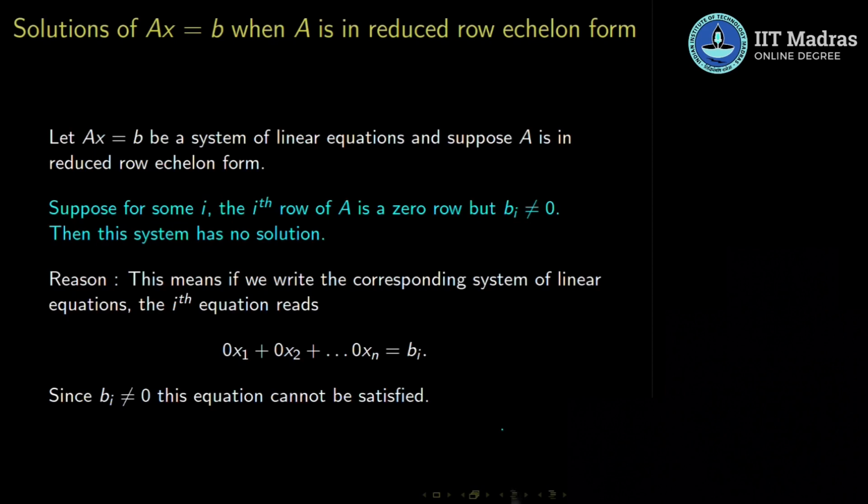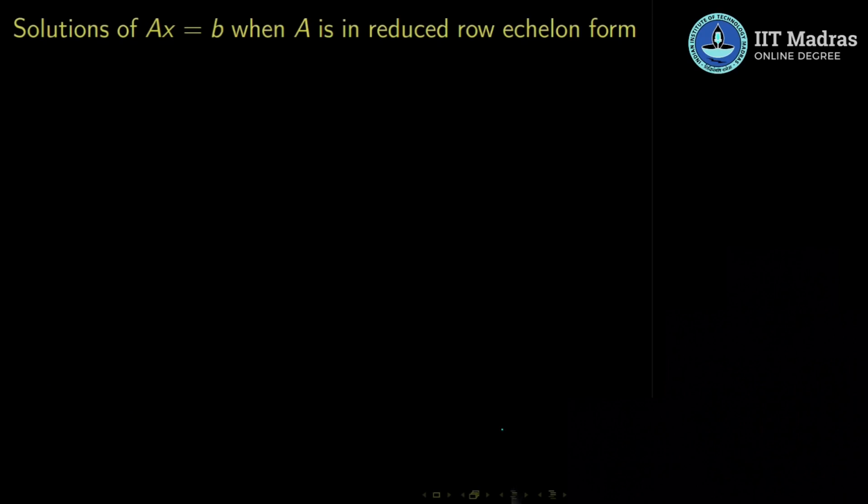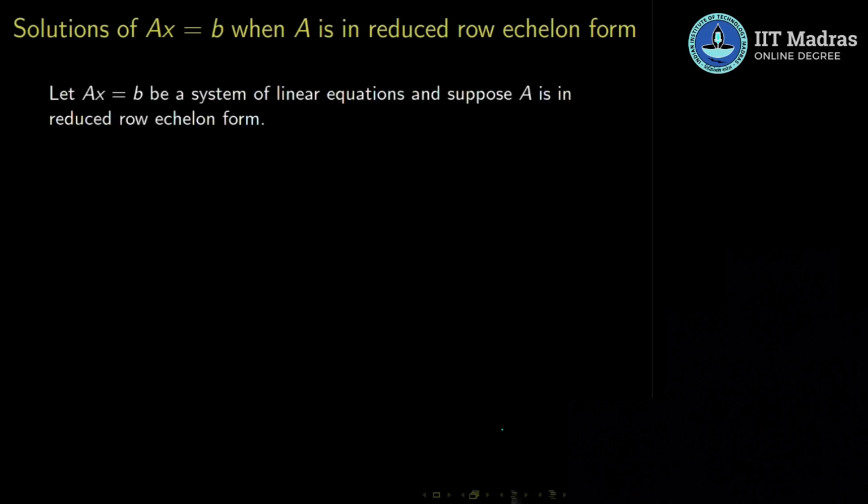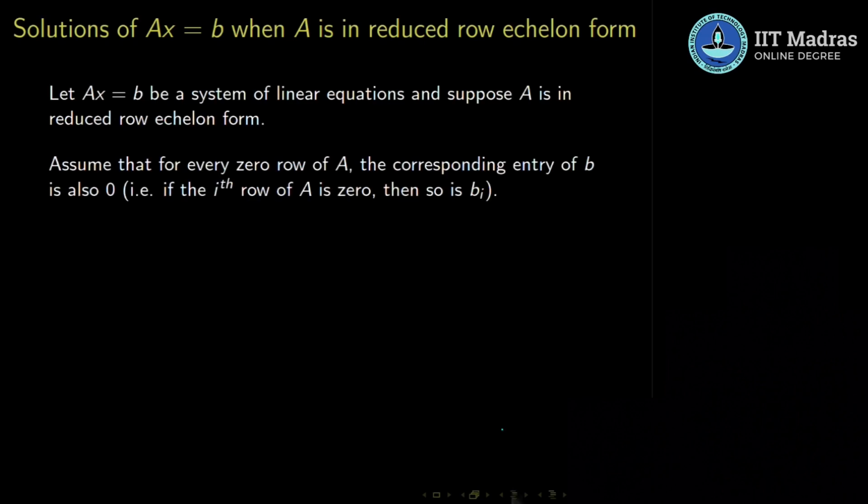Okay. So, now let us look at the case where such a thing does not happen, right. Whenever we have 0 rows in A, the corresponding constants bi are 0. So, suppose we have Ax = b and A is in reduced row echelon form. Assume that for every 0 row of A, the corresponding entry of b is also 0. That means if the ith row of A is 0, then bi is also 0. Then we can apply the procedure that we saw in the examples that we did before.